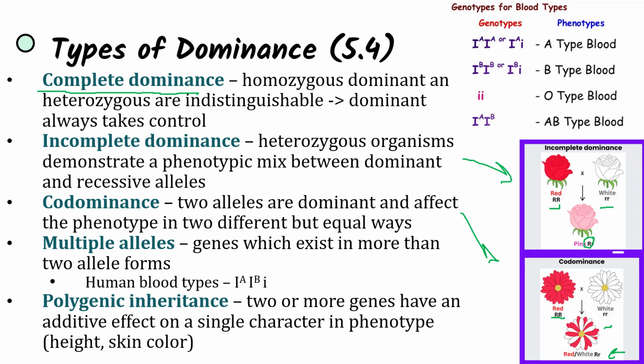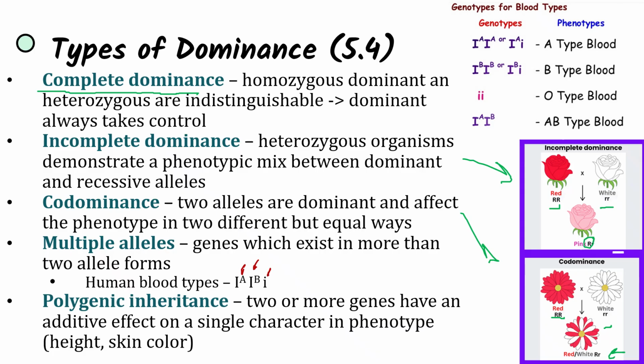Additionally, we have multiple alleles, which are genes which exist in more than 2 allele forms. So more than having just one dominant and one recessive allele, there are multiple allele forms. And the most common example is human blood type. There's an A-type blood, there's B-type blood, and there's an I.